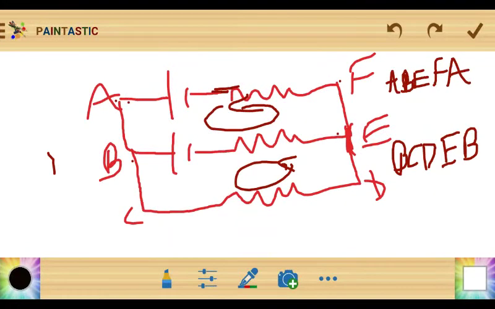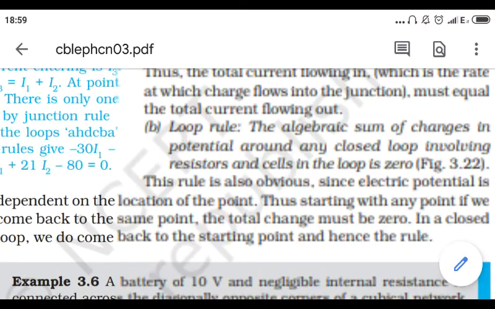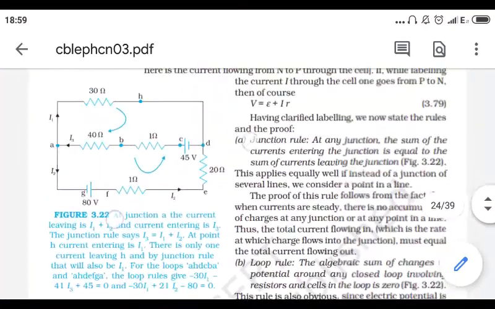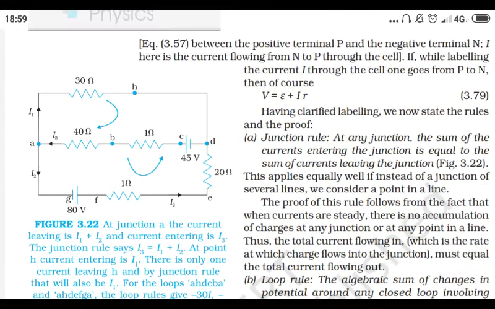So what are the changes? If you look at ABF, let's also name the components. I have not named the component names. E1 is this battery, and E2 is this battery, and this one is R1, this one is R2, and this one is R, and the current through this resistor. It should be very clear. For simplicity, I am going again to this diagram. Remember the names given: this point is A, this is B, this is C, D, E, F.